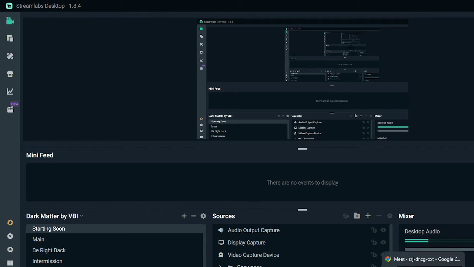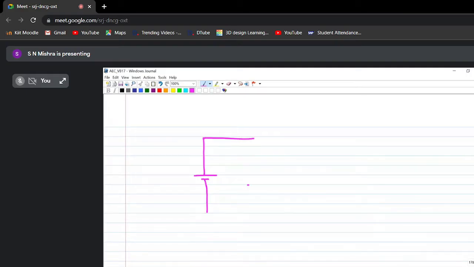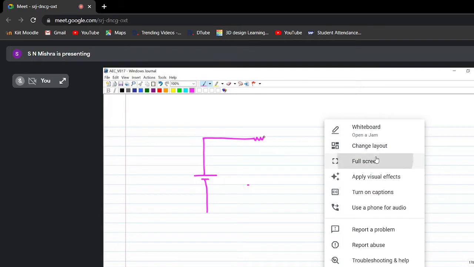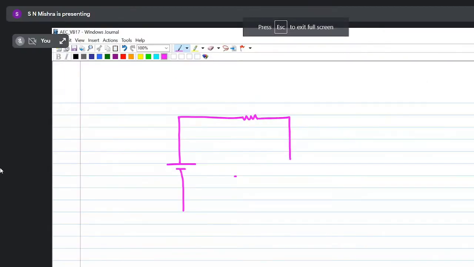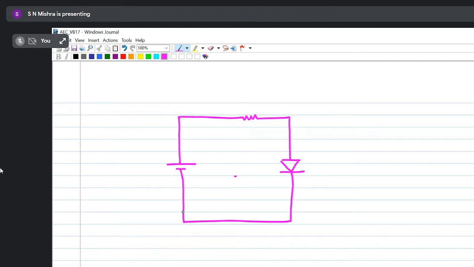A voltage source is connected to a resistor. The resistor is connected to a diode. This is a very simple circuit. The supply voltage is E. This is R. This is D. Let us assume the voltage drop across the diode is VF, or you can take VD, no problem.